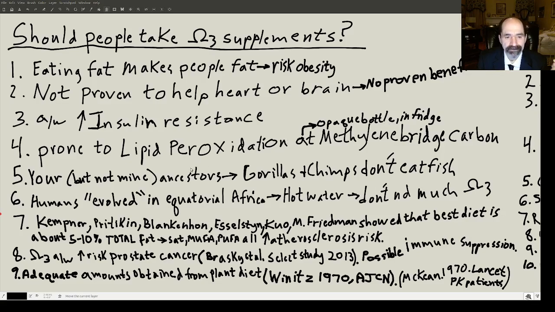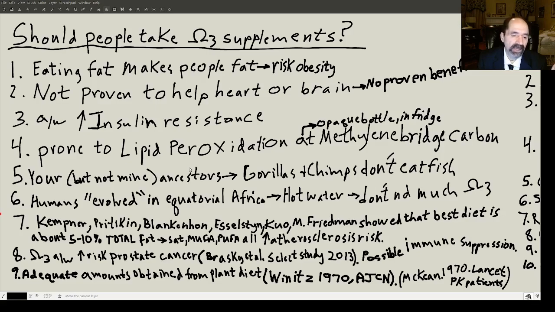In addition, theoretically, we evolved perhaps from gorillas or chimps, and they don't eat fish, so why should we need to eat fish if that's really the case? Theoretically, we evolved in equatorial Africa where there's hot water. There's not any cold water fish, and so those fish don't have any inclination to have omega-3s, which is used like antifreeze in fish that live in very cold waters that are near freezing.